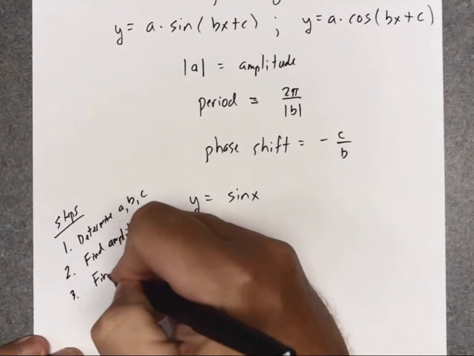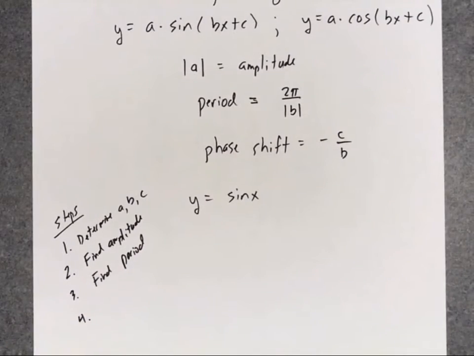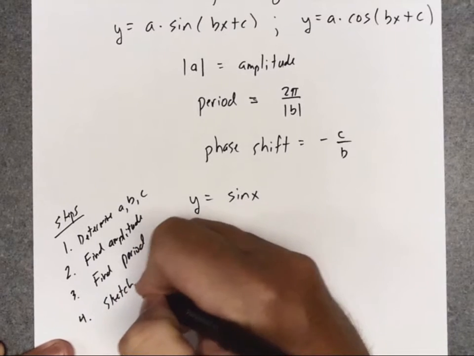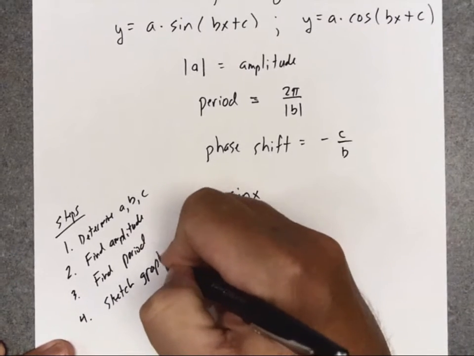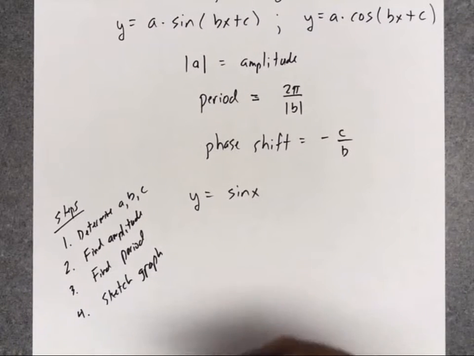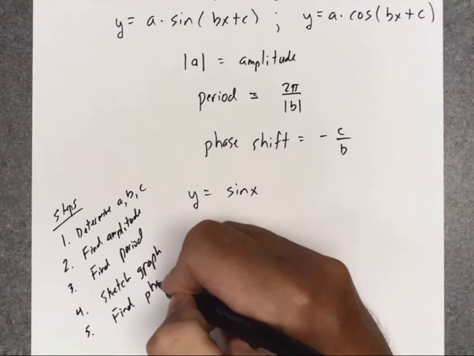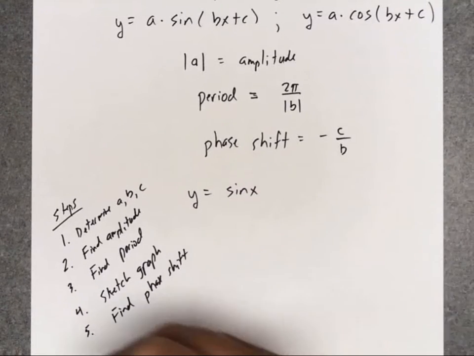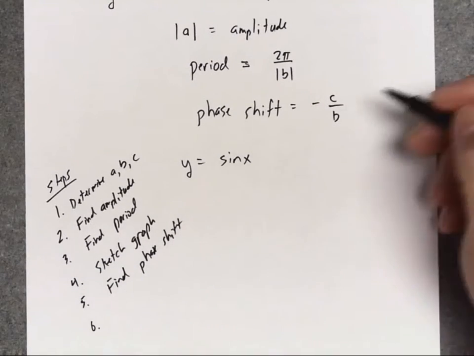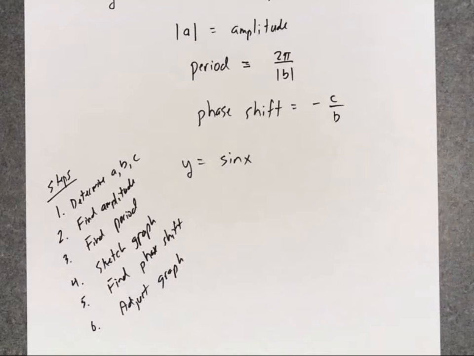The next easiest step is to calculate or find the period. Now normally what I do, and I'm going to show you, is after I find the amplitude and period, I sketch the graph of what I know so far. Now if there is a phase shift, then number 5, you find the phase shift, and then the last step is you're going to adjust your graph to include the phase shift. So I'll just say adjust graph. And this will make sense in a minute.